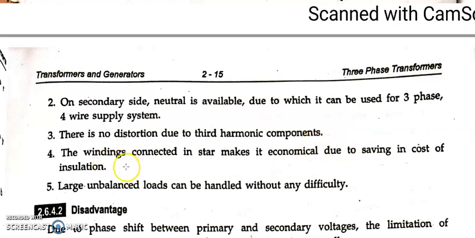The winding connection is star, so it makes it economical as it saves the cost of insulation. Why? Because it is used for low voltage applications. For low voltage applications, remember, the insulation required is very little. And again, a large unbalanced load can be handled without any difficulty, not as with your delta delta, but it can be handled satisfactorily.